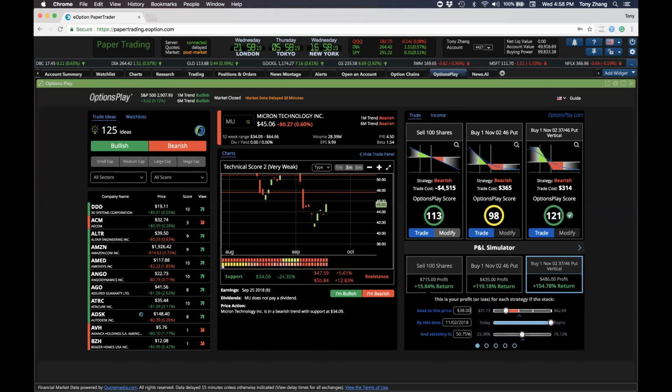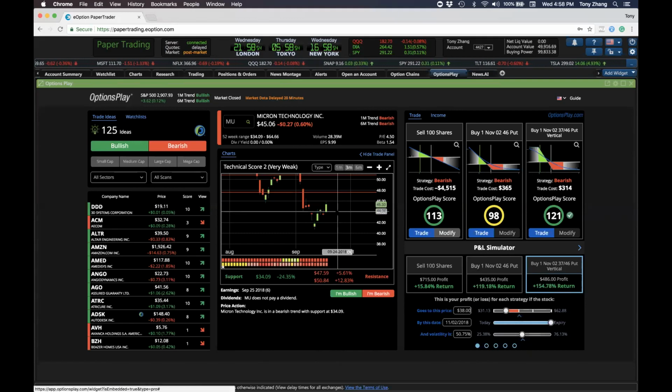So here, as you can see, if you had shorted the stock, you make a pretty nice hefty 15% return in a few months. But if you bought this put option here, you actually make 119% return. And if you bought this put spread here on the right, you make 154% return. This is really why this is one of the most efficient ways to take a bearish view. And at the same time, you're only limiting your risk to $314 per contract. There's nothing else that allows you to take advantage of a bearish view on a stock as cheaply as a debit spread allows you to do.